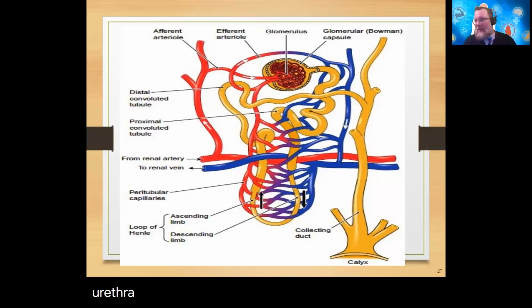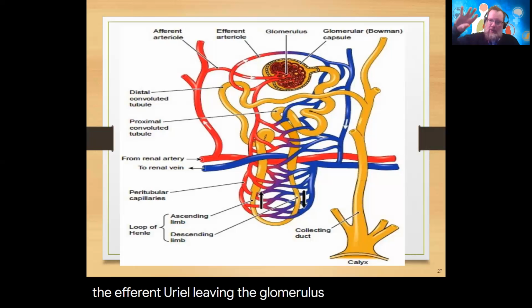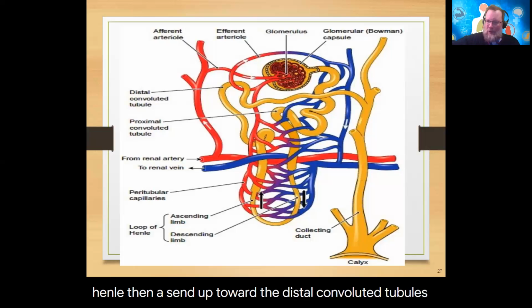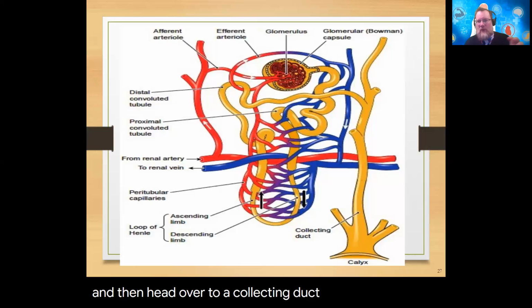Okay. And then lastly, we went through some of the new terms associated with a nephron. You have the afferent arteriole dumping into the glomerulus. Okay. And then the Bowman's capsule surrounding that glomerulus. And then the efferent arteriole leaving the glomerulus. Okay. And then as we continue the nephron and the tubular aspect, we go into the proximal convoluted tubule. Okay, descend toward the loop of Henle, then ascend up toward the distal convoluted tubule, and then head over to a collecting duct. Okay, and of course, we had those paratubular capillaries as well.